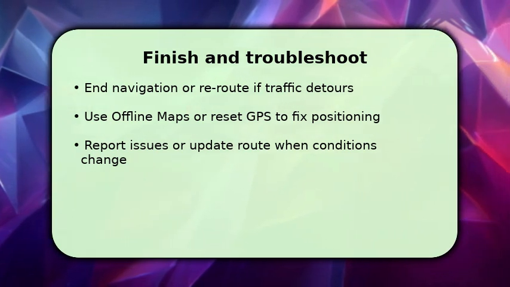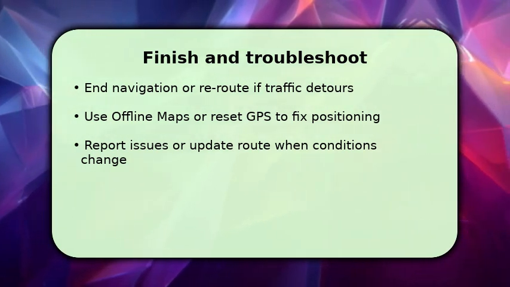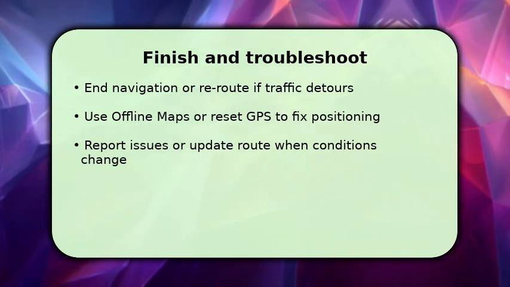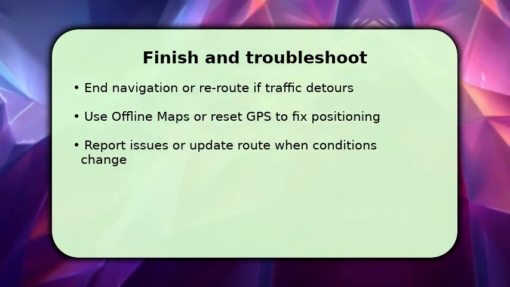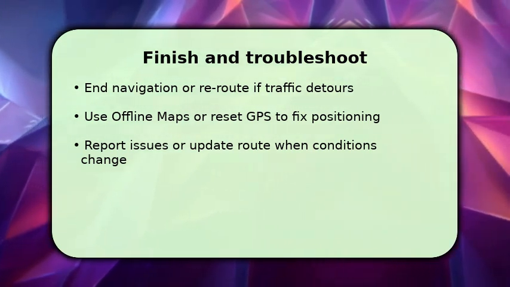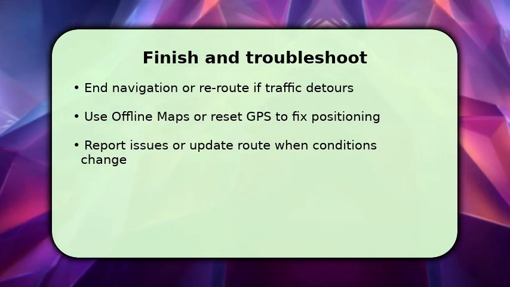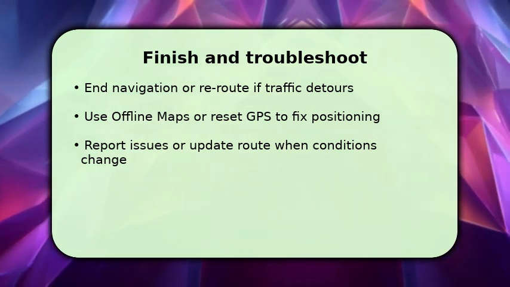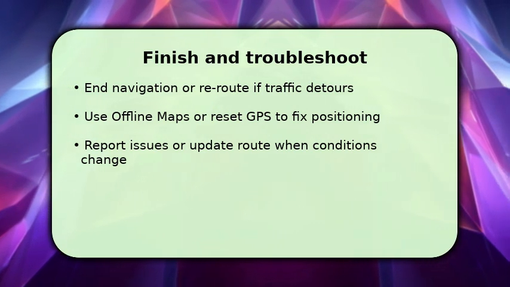If positioning is off, toggle location or airplane mode, or download offline maps for poor signal areas so navigation won't drop. For persistent errors, report the problem in the app so maps can update. This helps prevent repeated wrong directions for you and others.